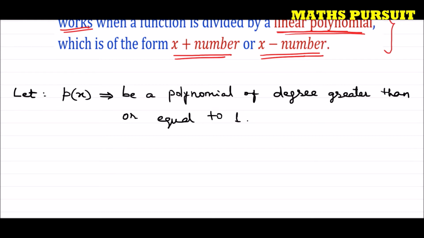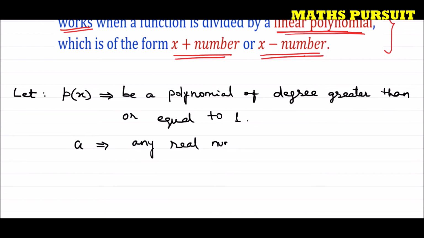This is one thing. And the second thing here is, if you look at the definition, we are discussing if p(x) is divided by x minus a. So what is a here? a is any real number. So I can write a is any real number.